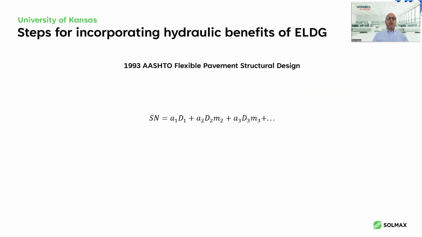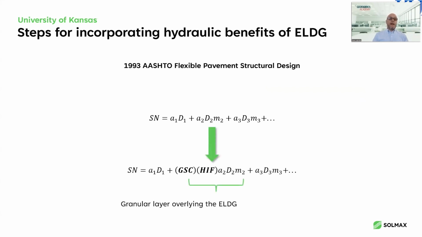So that equation, which started off as structural number that's based on these layer coefficients and drainage coefficients and thicknesses, now can be improved by this geosynthetic structural coefficient and this hydraulic improvement factor only on the granular layer overlying the ELDG and only up to a maximum of 200 millimeters. That's where we drew the limit in our design software.